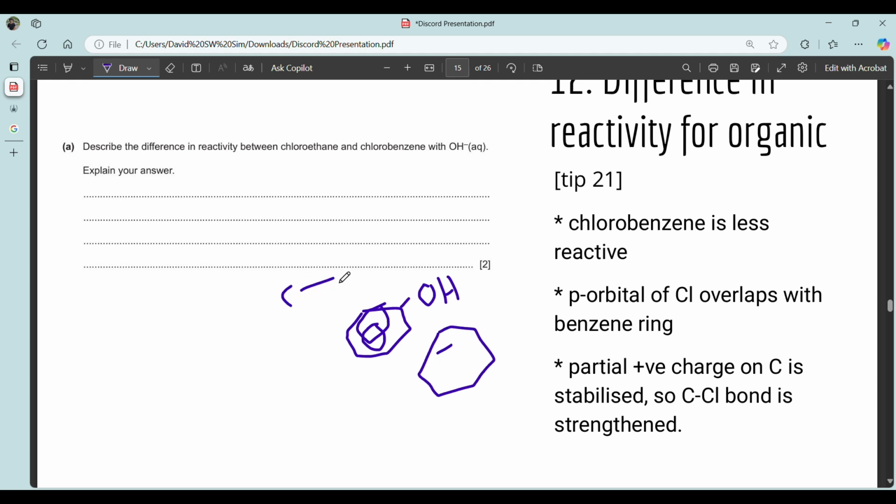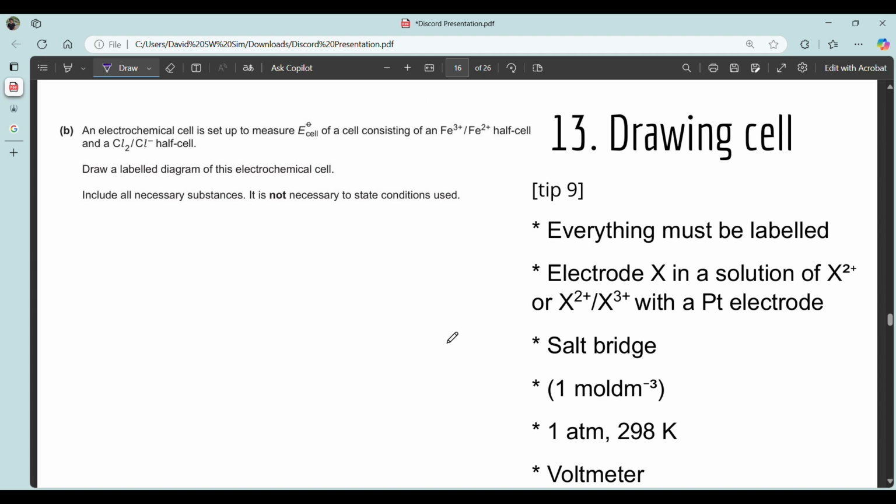So let's say you're comparing the reactivity between chloroethane and chlorobenzene, or ethanol and phenol. The benzene will always be more stable. Why? Because the p orbitals of Cl will overlap with the delocalized electron ring. This will strengthen the bond, and this will make it more stable and therefore less reactive because the bond cannot be broken as easily. Alright, any questions?